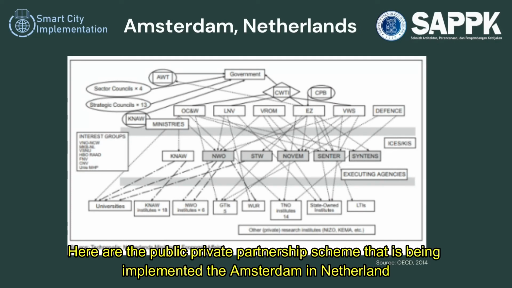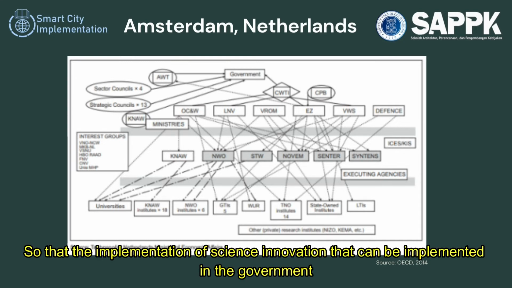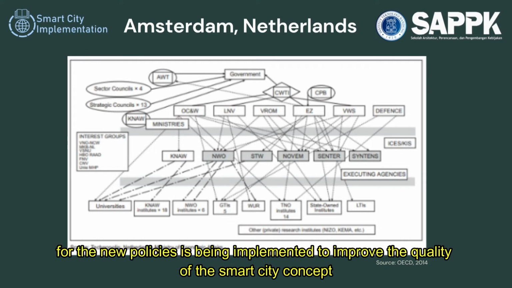Here are the public-private partnership schemes that are being implemented in Amsterdam, the Netherlands. The government of Amsterdam works in collaboration with various experts, groups of interest, and even universities, so that science innovations can be implemented in the government for new policy, to improve the quality of the smart city concept.